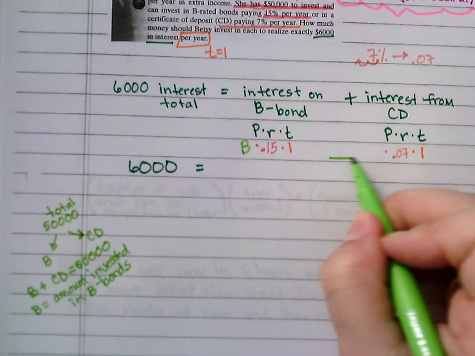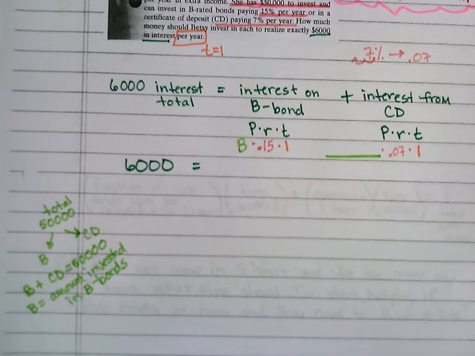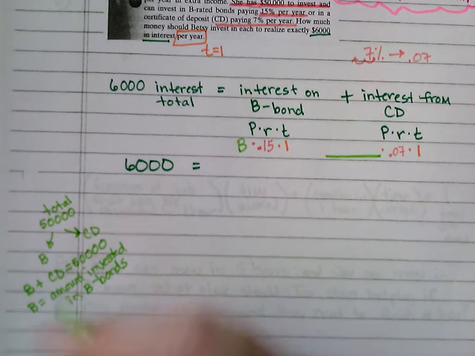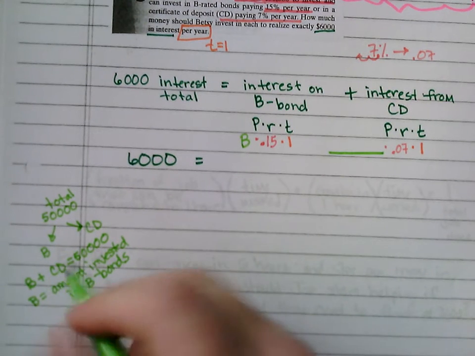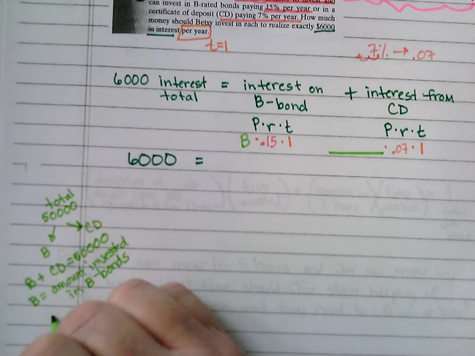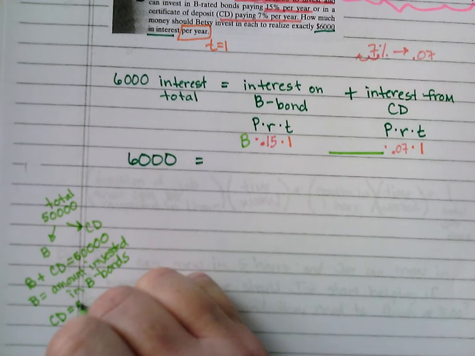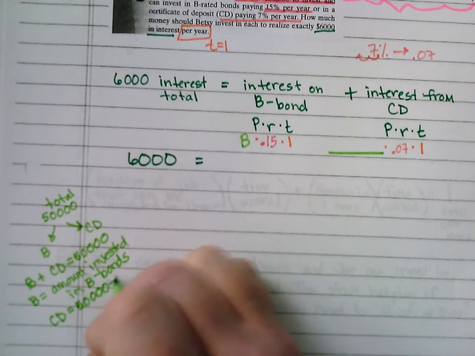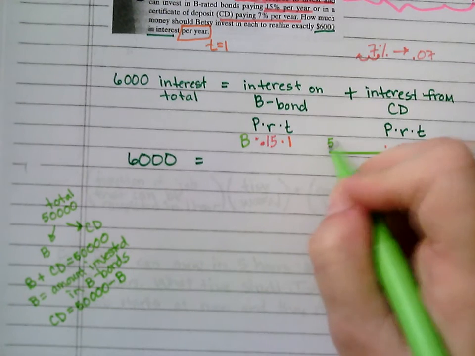Then how are we going to know how much she invests in CDs? We don't want to use two variables necessarily, so we can just use this equation. If we subtract B from both sides, then the amount she has in CDs will be 50,000 minus B. So let's use that.